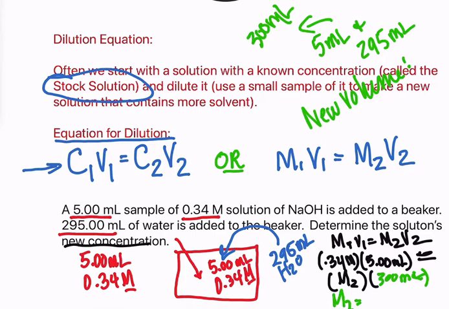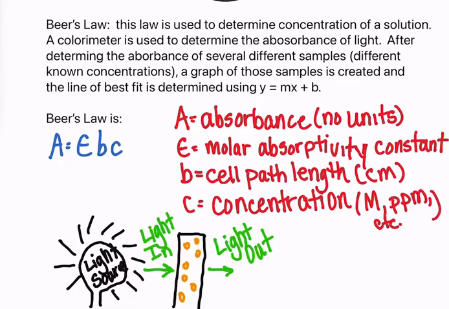Now, the concentration should definitely be a lot less than the original 0.34. And when I do this, you should get 0.0056 molarity. If we're doing sig figs, there's a 6 after that, so it should really round up to 0.0057. And so that's how you use the dilution equation. Remember, it's C1 V1 equals C2 V2, or M1 V1 equals M2 V2.